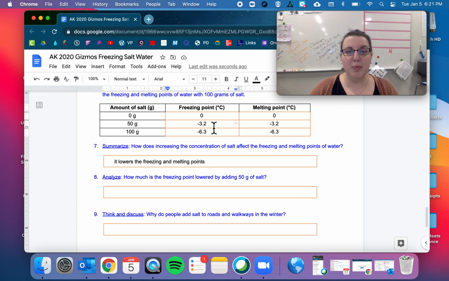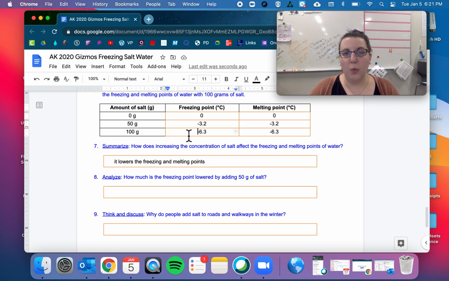So you might have 3.1 or 6.2. As long as we're around -3 and -6, they should be about the same. So by adding 50 grams of salt, we started with a freezing point of 0. We add 50 grams of salt, and now we have a freezing point of about -3. We add 50 more grams of salt, and we have a freezing point of about -6.